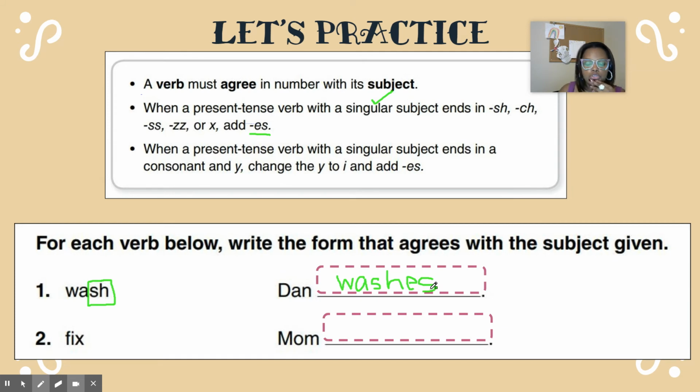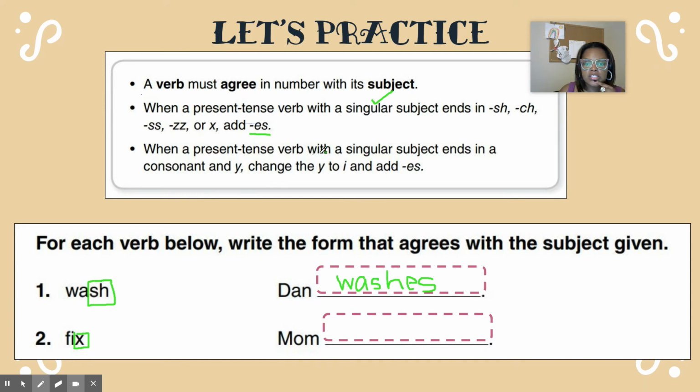Good job. You try the second one. Pause for a second and you try. Now let's see if our answers match. Fix, mom. Is mom singular or plural? Mom is singular. What does it end in? It ends in an X. What does our rule say?